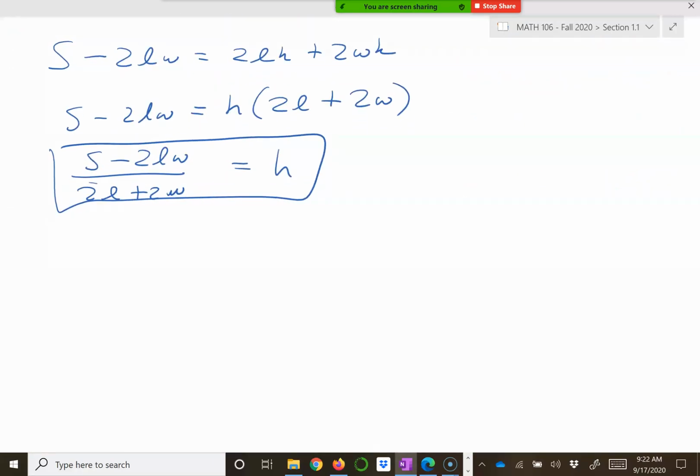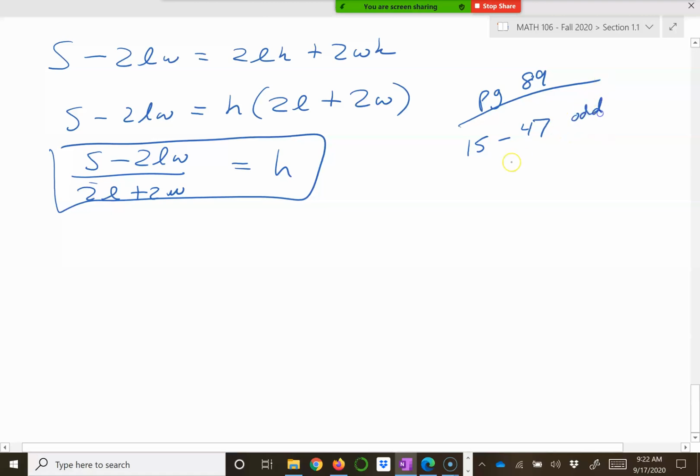So here we go. The homework, and this is going to be on page 89. Okay, page 89 in the book. Very simple, 15 through 47. And then I'd also like you to do 55. Well, it's 14 through 47 odd. And then 55 and 57. All right, that's the homework.